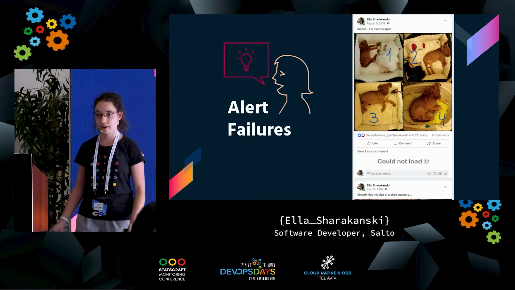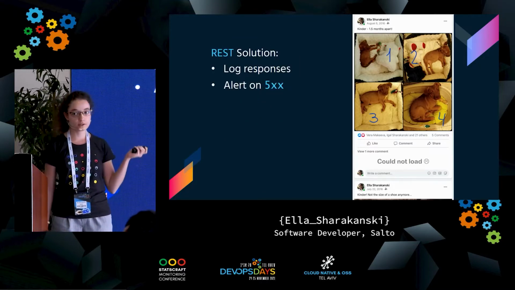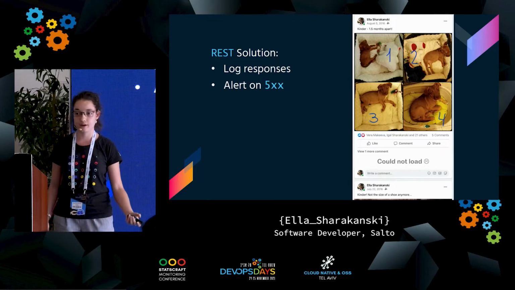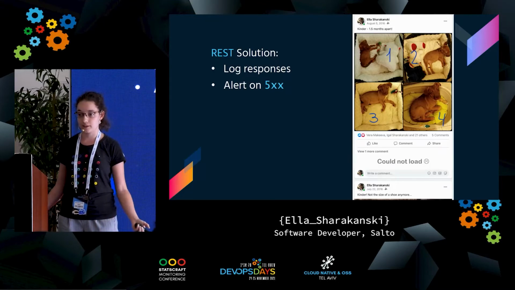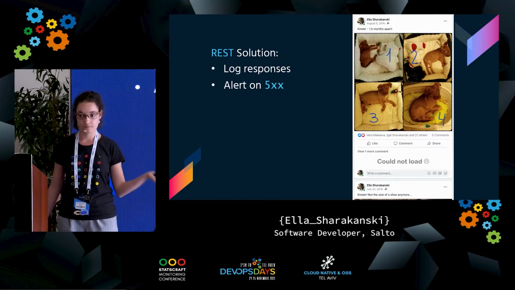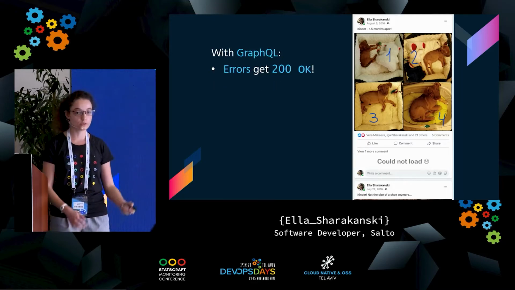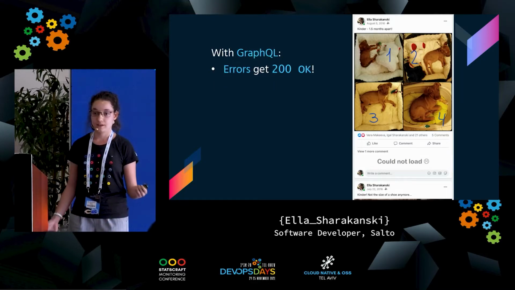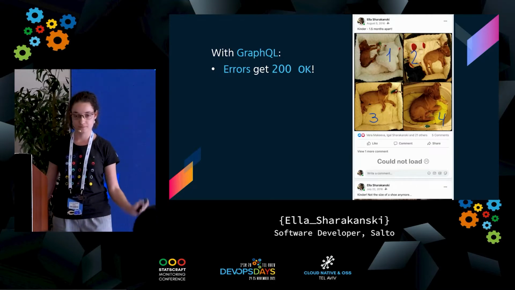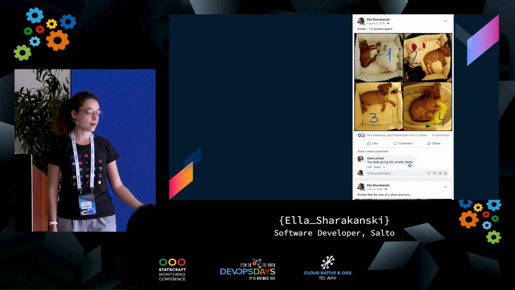And because we're using REST, it's very easy to set up. All you have to do is log the metadata of the responses and then alert based on the status code. So if it's 500 or higher, you should get an alert. And there are many tools to help you set this up. But if you're using GraphQL, then the status code would have been 200 OK. Now, there are other solutions, but they're not as easy and straightforward. Anyway, you set up the alerts, and then everything is fine again.